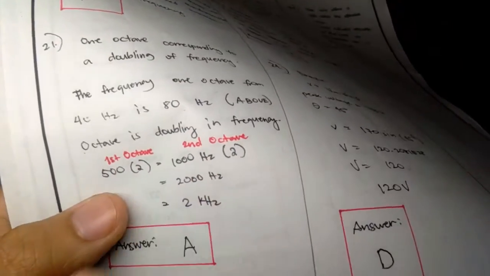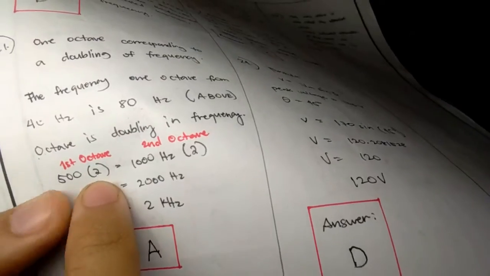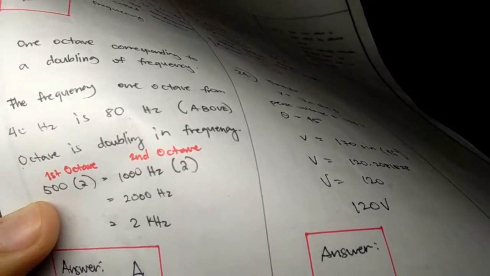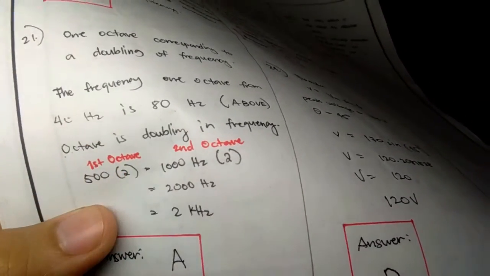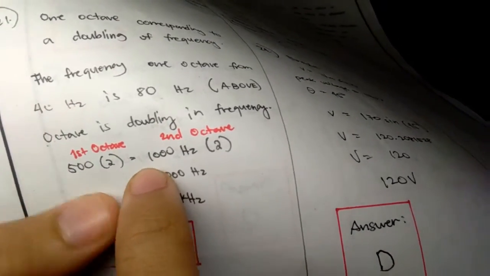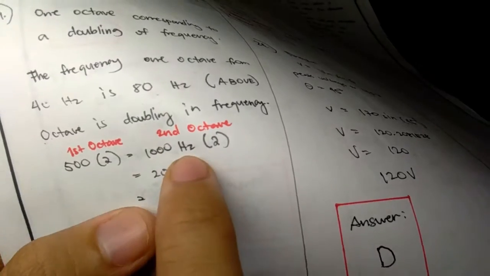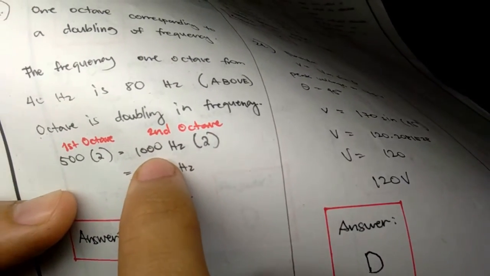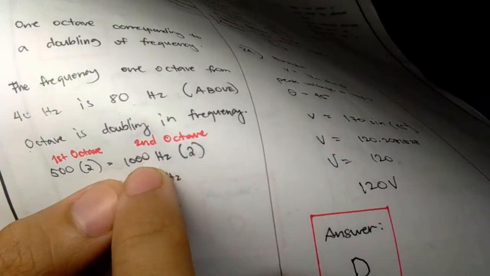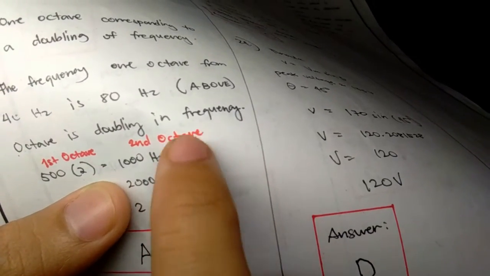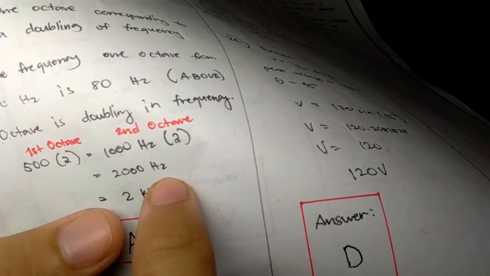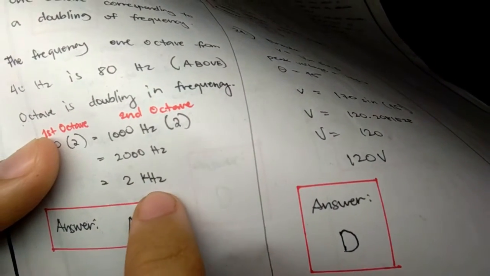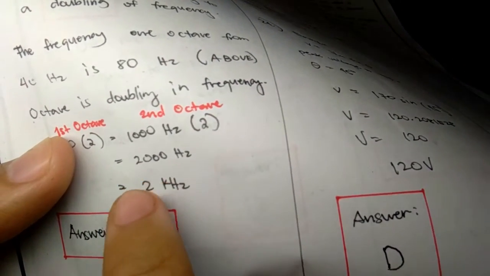Then here, the frequency in hertz is doubled, which is what is called an octave. Then 500 times 2 is equal to 1000 Hz. This 1000 Hz is the first octave. But what is being asked here is the second octave. So we multiply by 2 again, and it becomes 2000 Hz. Then, convert this to kilohertz, so it becomes 2 kilohertz.